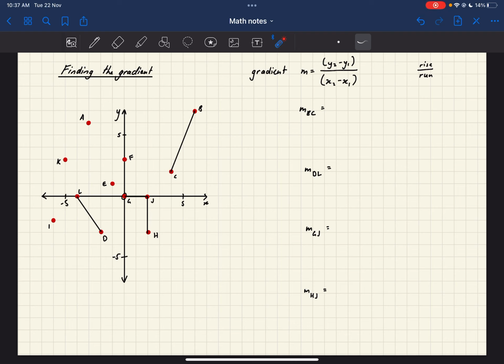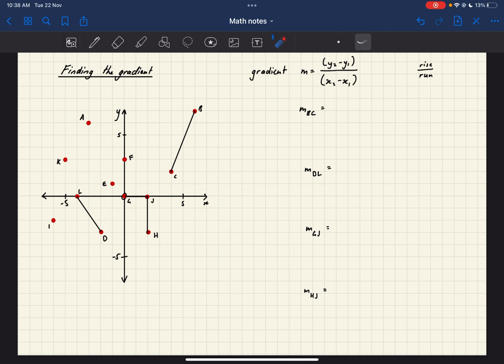We want to find the gradient of BC. We're going to be using this formula. M is your gradient, and this is the formula that you're going to use: y2 minus y1 divided by x2 minus x1. This is the same as doing your rise over your run. So if you know how to do it that way, that's perfectly fine, but we're going to be using this formula in this video.